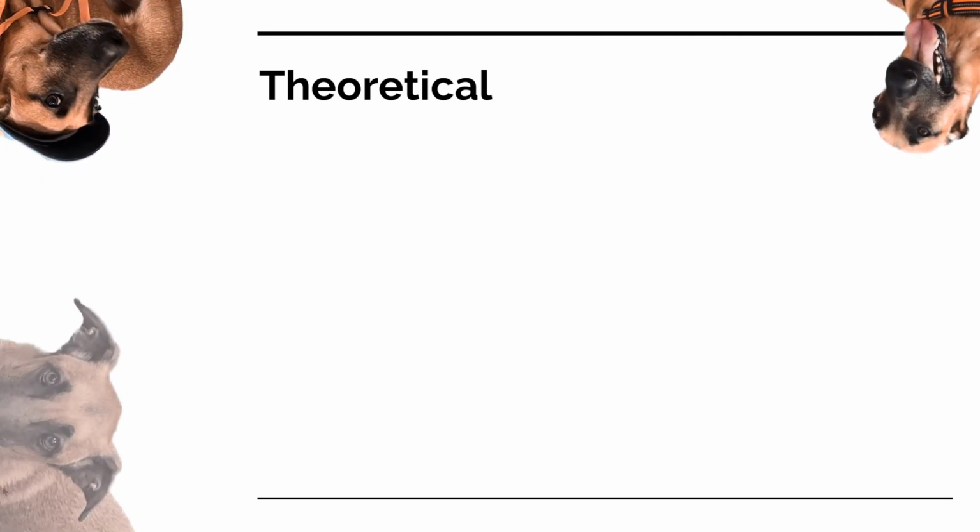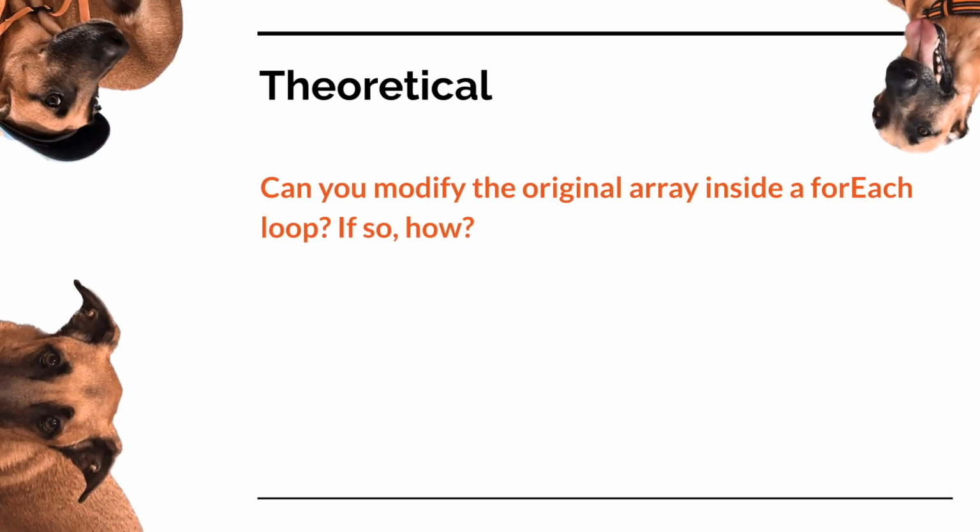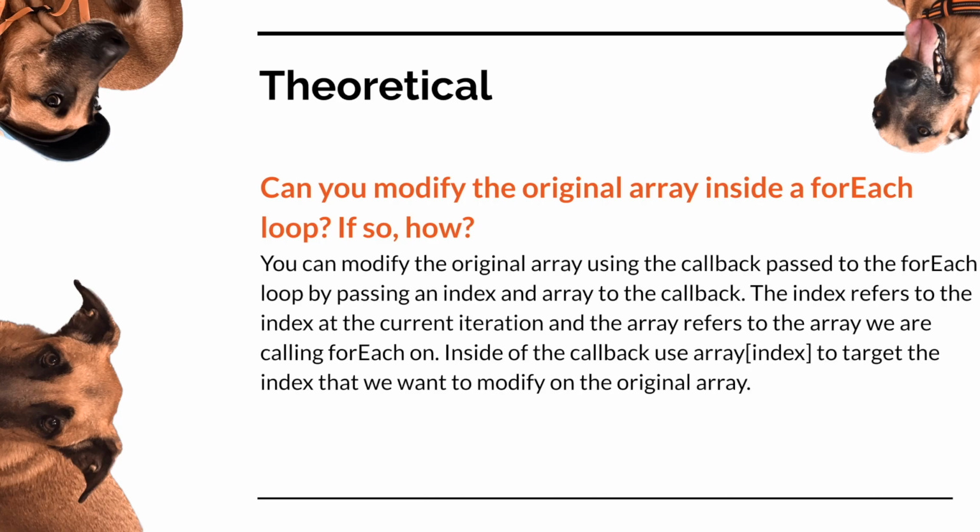Okay, on to some theoretical questions. Can you modify the original array inside of forEach? So you can modify the original array using the callback that is passed to forEach. Here you can add index and array parameters in the callback. The index will refer to the index at the current iteration, and the array will refer to the array we're calling forEach on. And inside of the callback, we can use array and index to target the index that we want to modify on the original array.